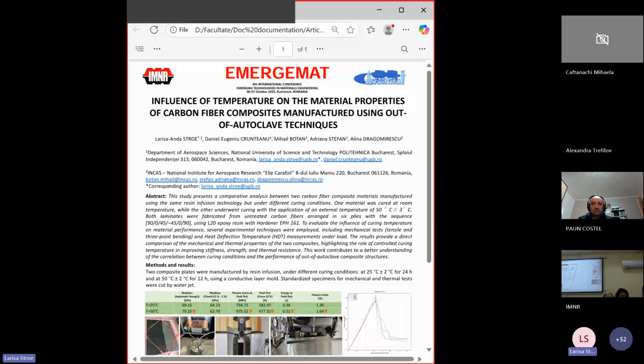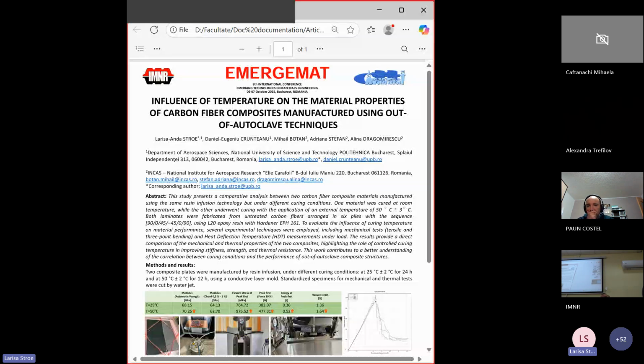We also had some differences in the thermal performance using the heat deflection temperature method. This confirmed that curing at 50 degrees provided a higher heat deflection temperature. This indicated as well an improved thermal stability.